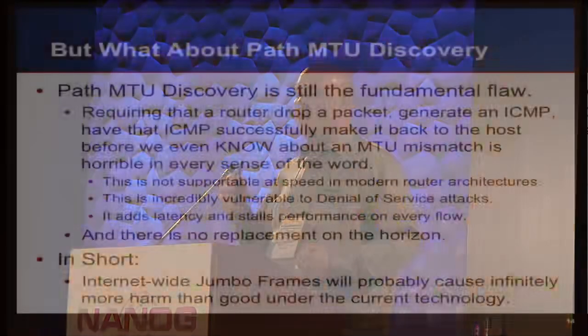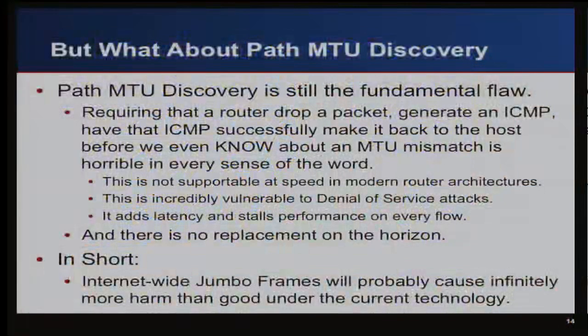But this all comes back really to the fundamental problem of path MTU discovery, and that's where the whole thing fails. If you think about what you're trying to do, you're requiring the router to drop the packet, generate an ICMP, have that ICMP make it all the way back to the host outside of its flow before the host even knows that there's an MTU mismatch. The host then has to react. It's completely unsupportable on the modern router architecture. It's, like I said, vulnerable to denial of service, and it really adds latency and stalls the performance on every flow. If you've got to wait to hit this, have the ICMP generated, have it come back, that's not a fast thing.